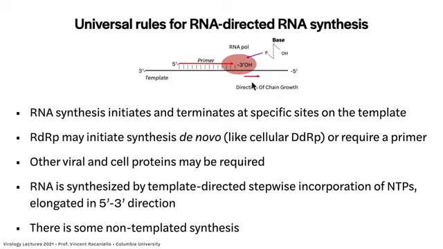Now, RNA-directed RNA synthesis has some universal rules. Here is how it works. Shown here in black is the template. That's what's going to be copied. And the template, of course, has two chemically distinct ends, a 5' and a 3' end, we call them. And the polymerase reads the template in a 3 to 5' direction. All polymerases do that. And they synthesize a complement of the template in a 5 to 3' direction.